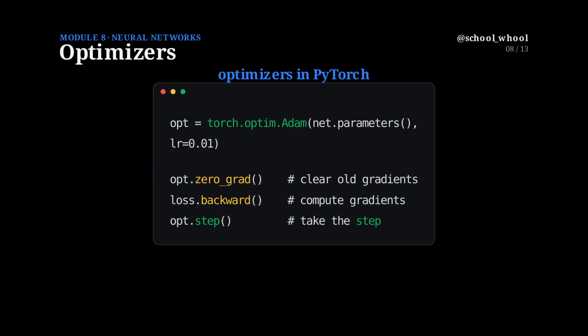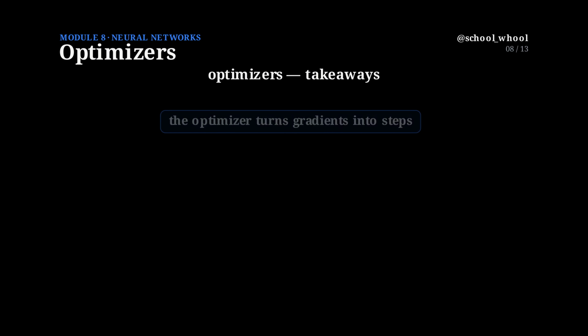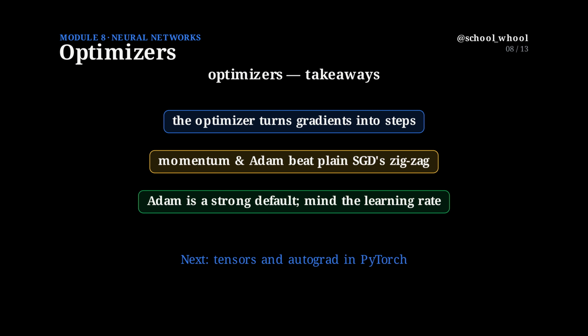To recap, the optimizer turns gradients into actual weight updates. Momentum and Adam beat plain SGD's slow zigzag, and Adam is a strong default, just keep an eye on the learning rate. We now understand the whole learning loop. Next, we start building it for real, beginning with tensors and autograd in PyTorch.